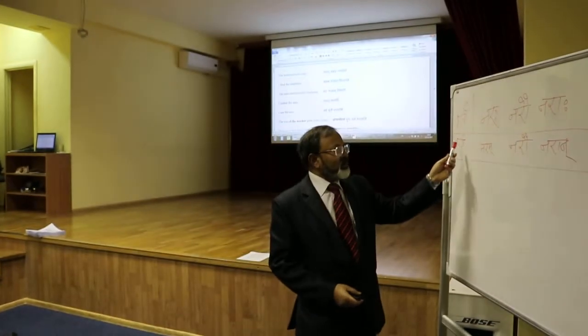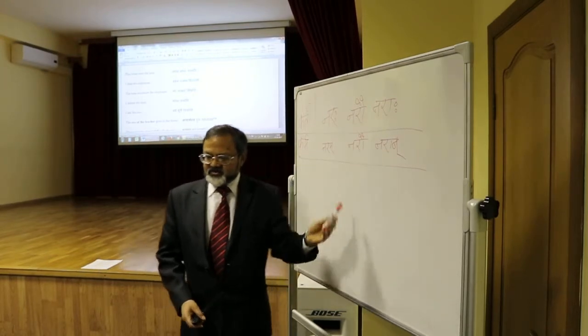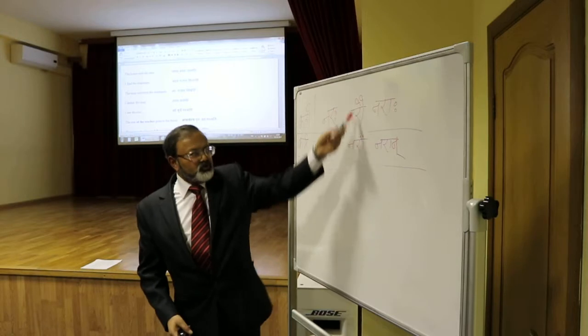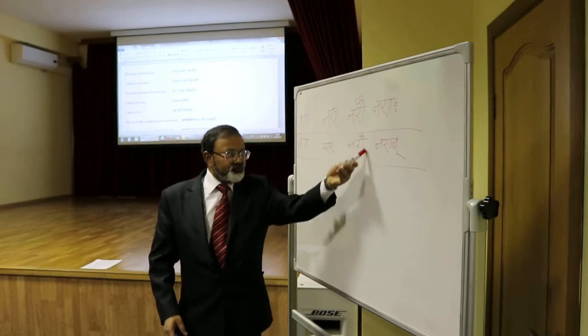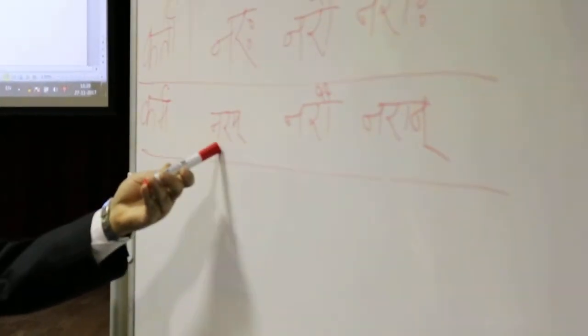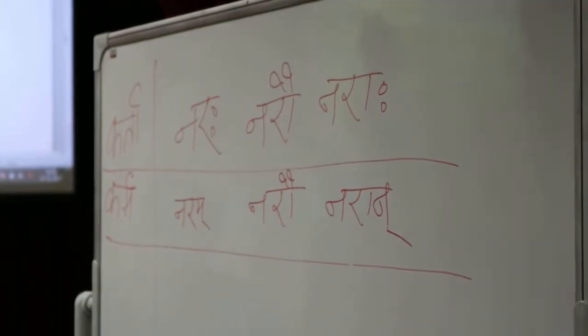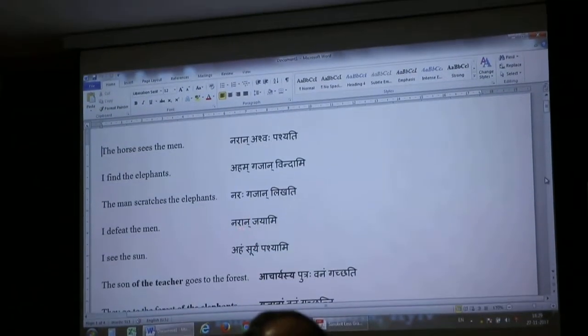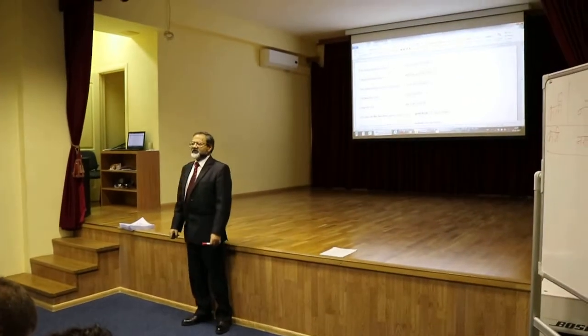You remember this chart? Balakah, balakau, balakah, balakam, balakau, balakan, balakain, balakabhyam, balakebhyah, etc. So this is the karm, this is dvivachan. If we say two men, then we will have to use narau. If we have one man, we'll have to say naram, and if we have many men, we'll say naran. And that example has been given here. Narah gajan likhati, naran ashwah pashyati, naran jayami. Aham naran jayami.